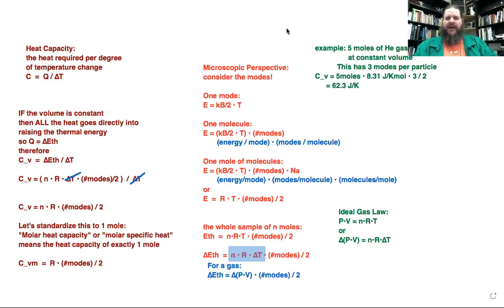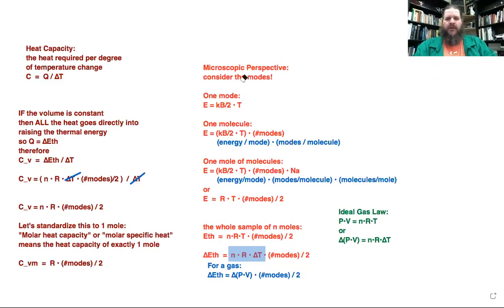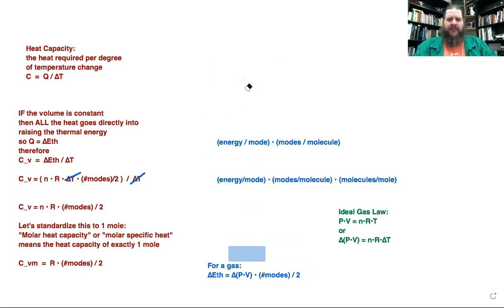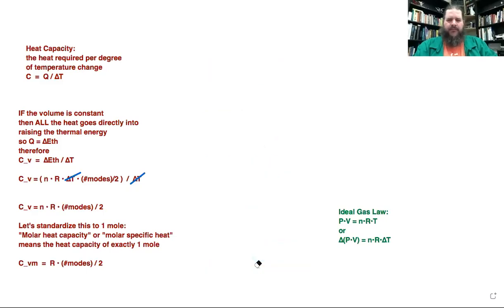Then let's take a look at what happens if we do allow the volume to change. Specifically, I think we have all the information we need over here, delta E thermal over delta T. Yeah, let me clear this out for now. Let's take a look at what happens if the volume is changing, but let's assume the pressure is constant.